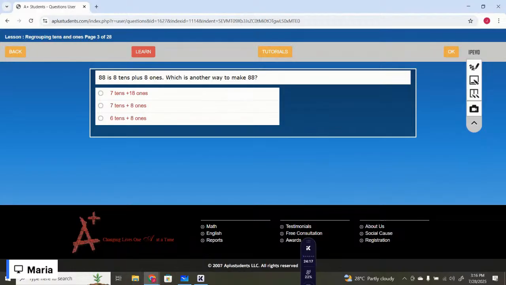88 is 8 tens plus 8 ones, which is another way to make 88. So we need to find another way to make 88. So option number 1 is the correct option. You already have 7 tens. When you collect 1 ten from 18, that makes 88. Option number 1 is the correct option.